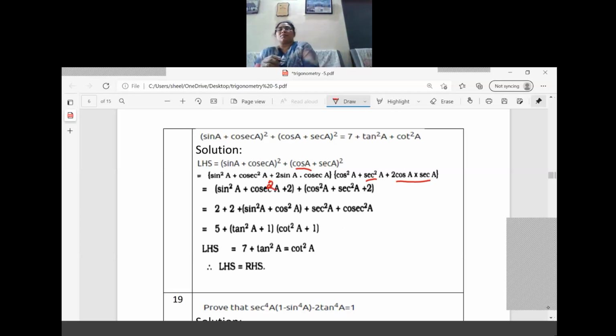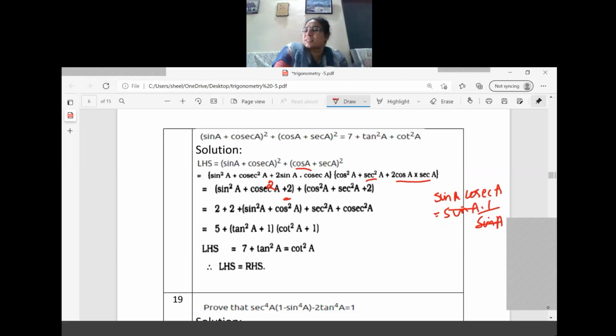Now last class only we have seen that sin A into cosec A, what will be the answer? They are reciprocal functions only. So sin A into cosec A means sin A into 1 by sin A. So it will get cancelled. That is why directly here we have written 2. Similarly, this side also, cos and sec are reciprocal functions. So 2 we are getting.